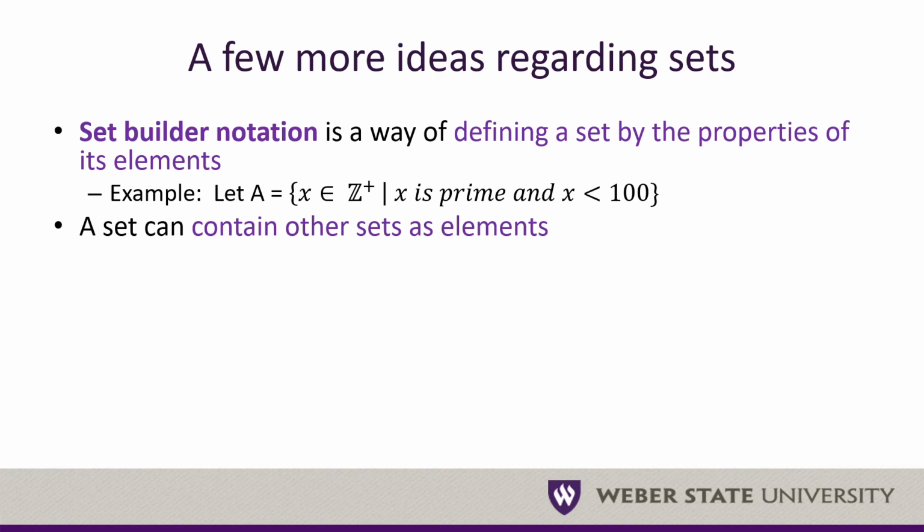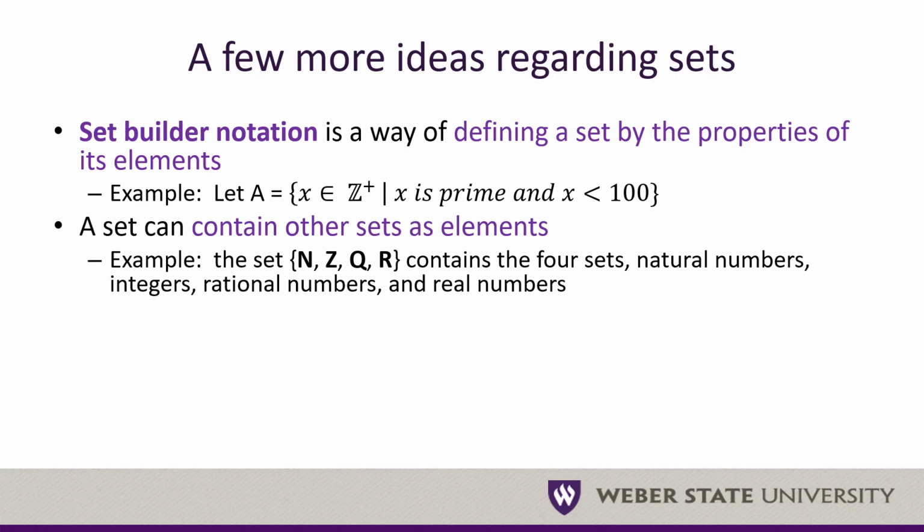A set can contain other sets as elements. This is another thing that causes people problems occasionally. Here, for example, let's say that we have the set containing N, Z, Q, and R: the set of natural numbers, the set of integers, the set of rational numbers, and the set of real numbers. So we have 4 elements, 4 things in this set.